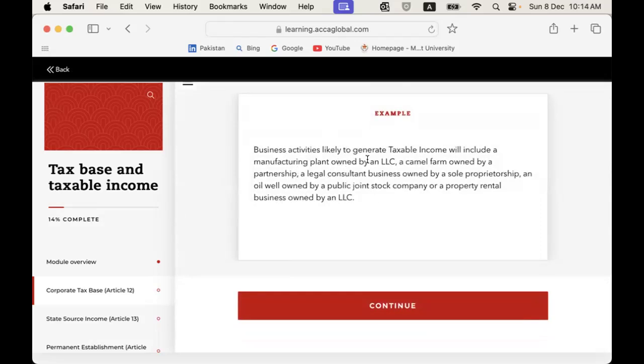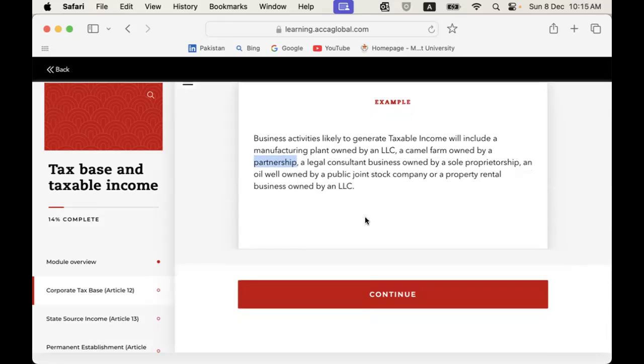Example, business activities likely to generate taxable income will include a manufacturing plant owned by an LLC, a camel farm owned by a partnership. Please remember they've used the word partnership. So a general partnership is seen as a legal person in UAE. A legal consultant business owned by a sole proprietorship, an oil well owned by a public joint stock company, or a property rental business owned by an LLC. All of these are examples.